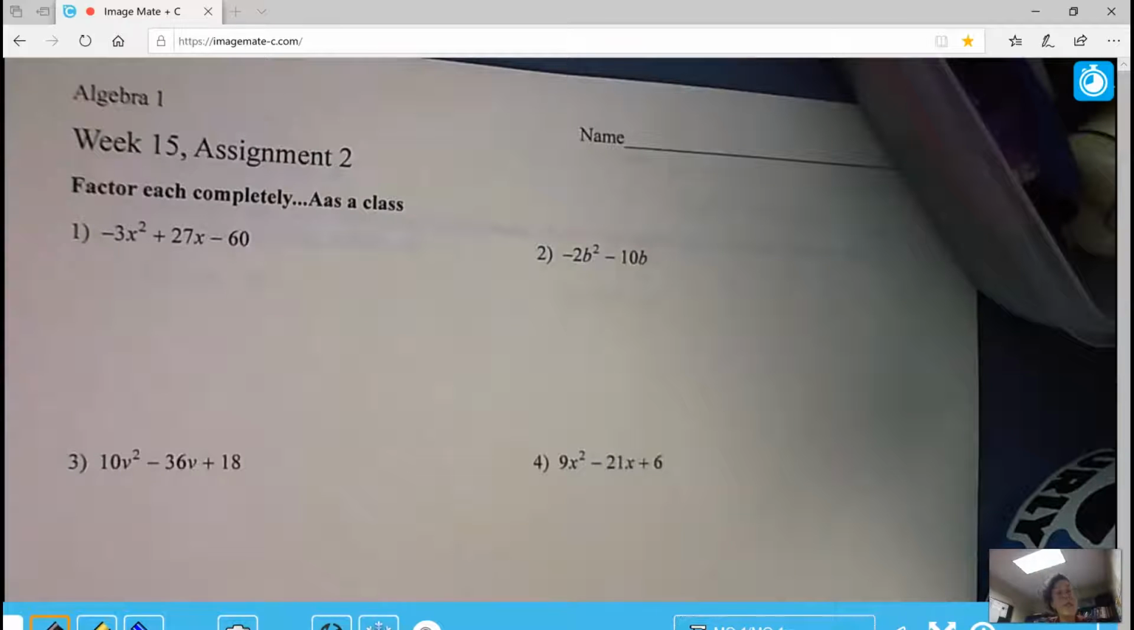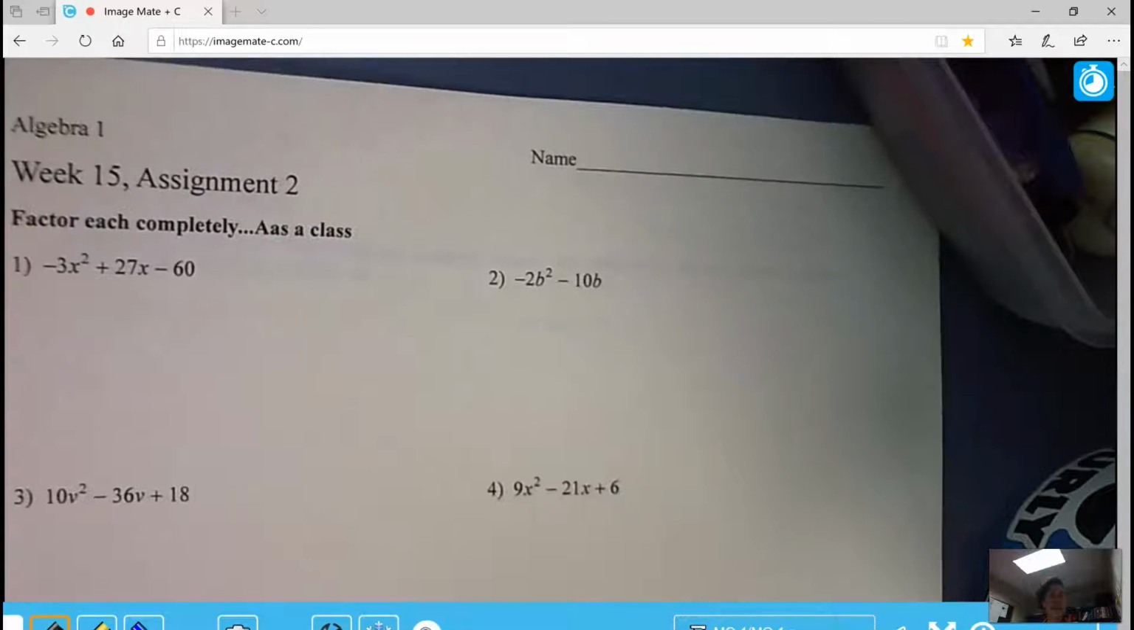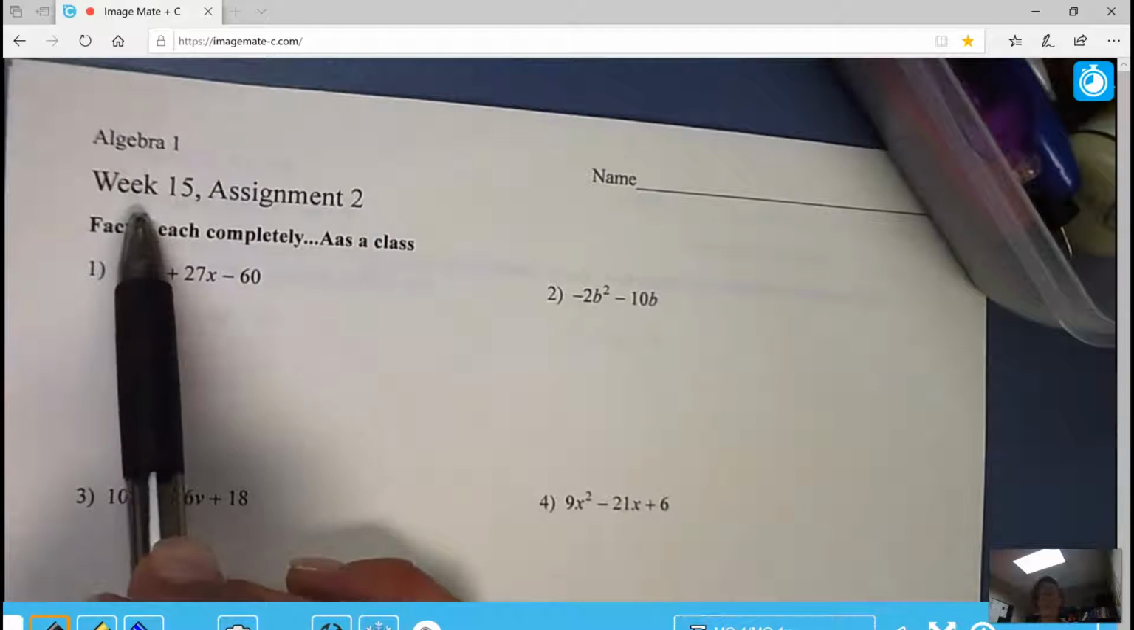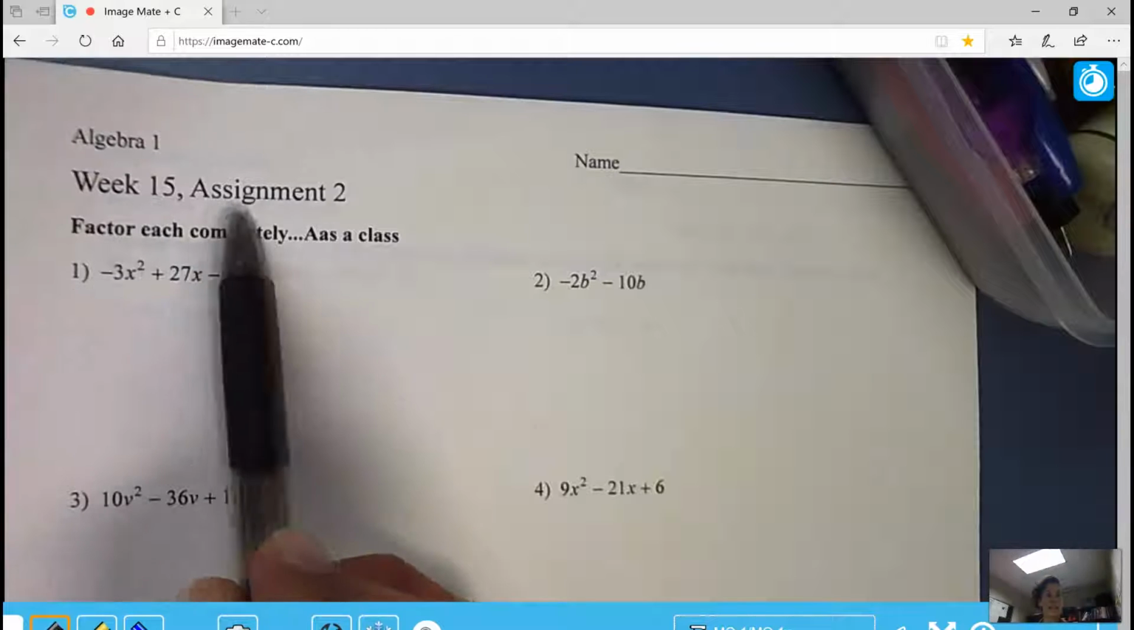So after this, you should be ready, hopefully, to take that showcase of learning number 18, or number 4, sorry. And so it will be up to you. You need to contact your teacher to see about how you're going to get that done. So right now, this is day 2. So you should have looked into day 2 for week 15, and this is assignment 2, what you would have printed up.